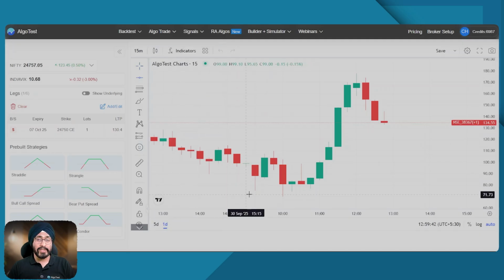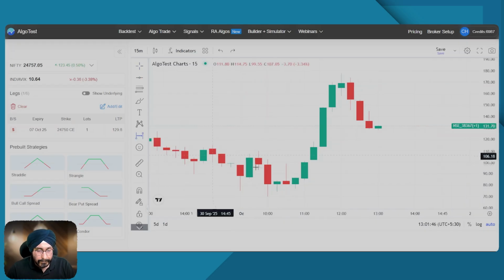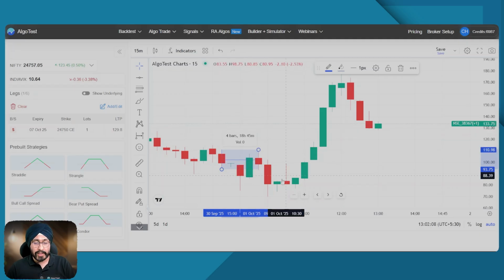Drawing the range is essentially marking the high and low of the 24750 call. But high and low of what time? From 3 p.m. on 30th September to 9:45 a.m. on 1st of October. So here is my date range. In this date range, I need to select the high and the low, which I'm going to mark here.